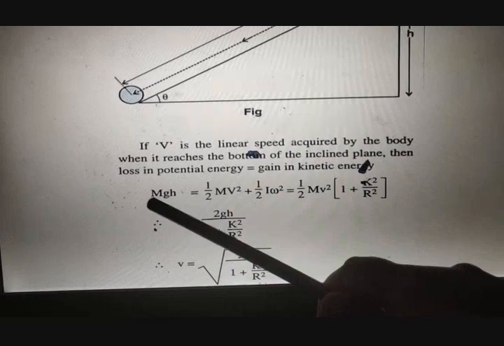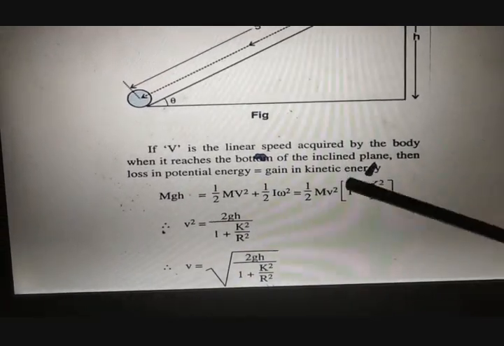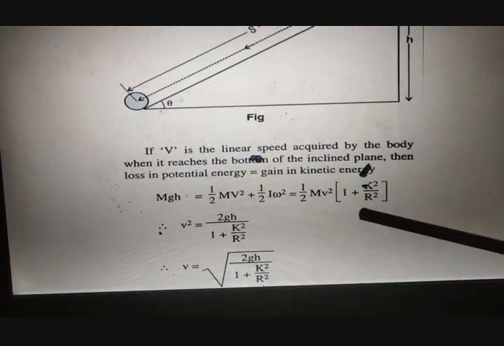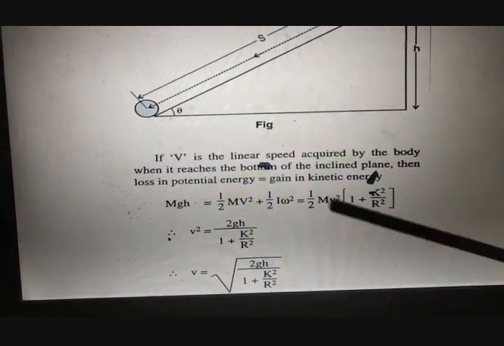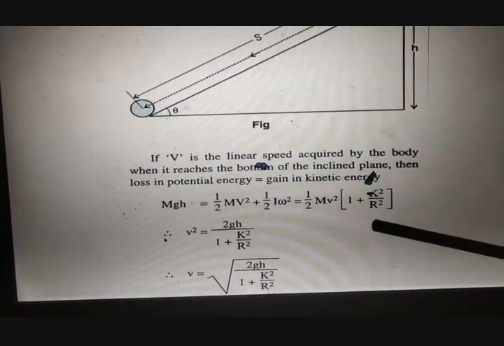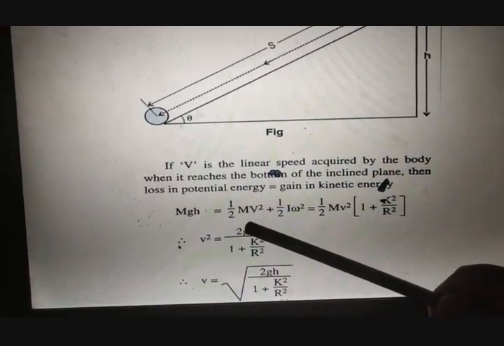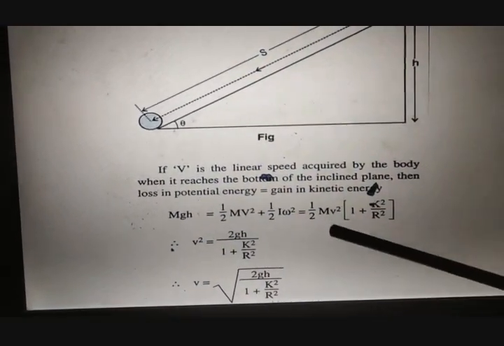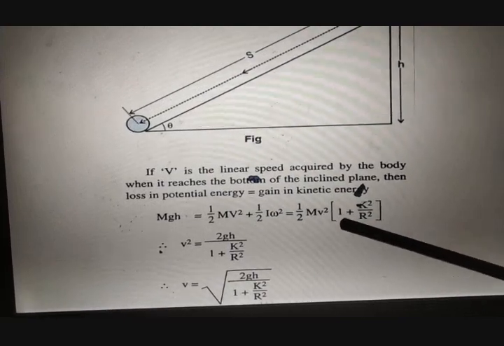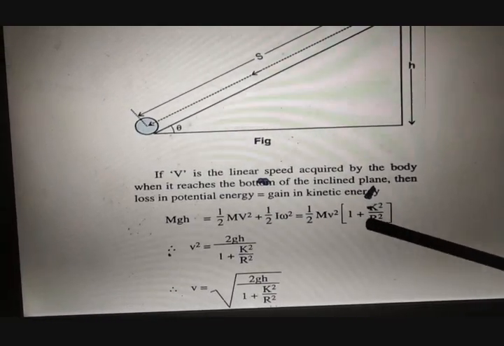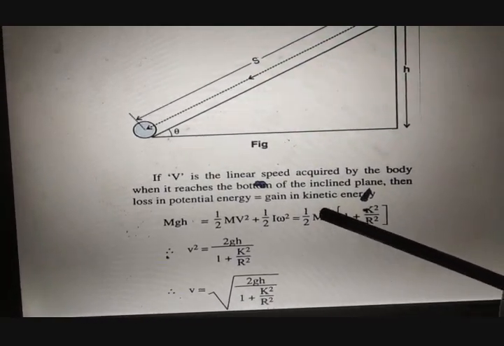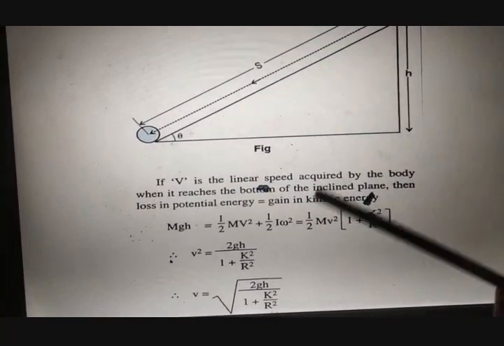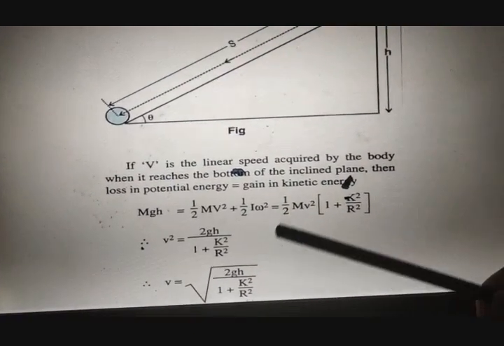Therefore potential energy, mgh, equals the kinetic energy of the rolling body. This equation, which we have just now derived in the last equation, you can also write as translational plus rotational, and this comes out to be half mv square into 1 plus k square upon r square. Now you want the formula for v square. We are finding the expression for velocity.